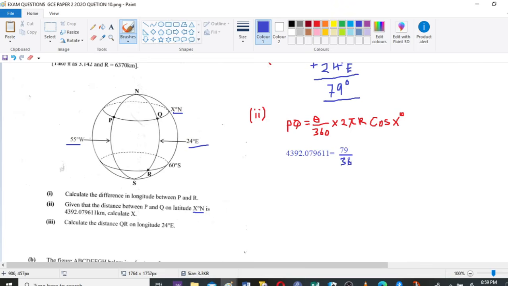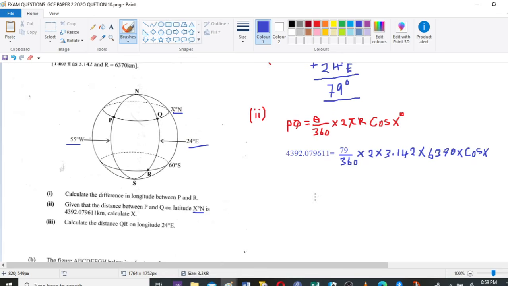So we have 360 degrees, that is 360, multiplied by 2, multiplied by pi, which is 3.142, then multiplied by our radius, which is 6370 kilometers, multiplied by cos x, where x is our latitude at which these 2 points are lying.